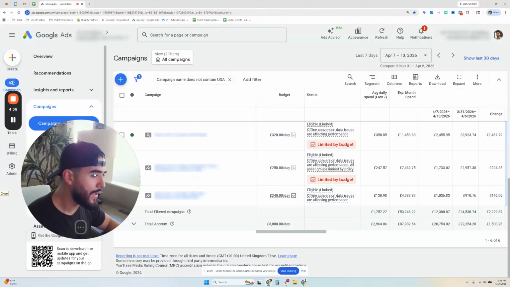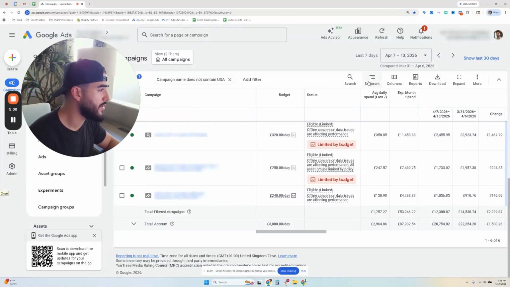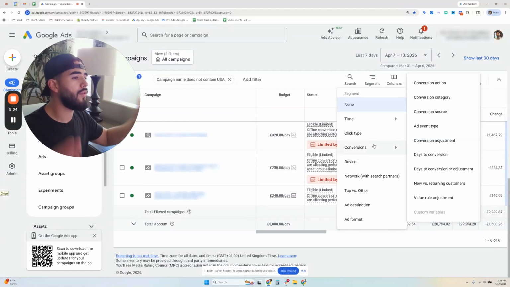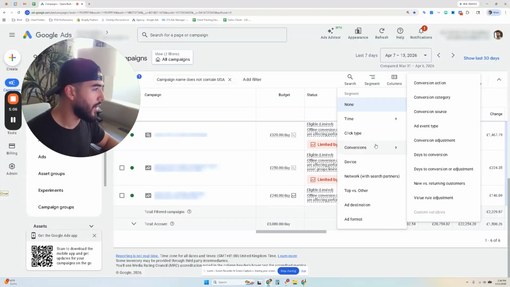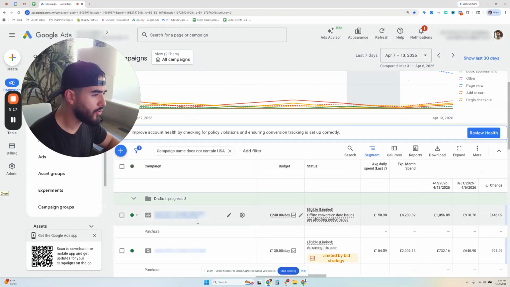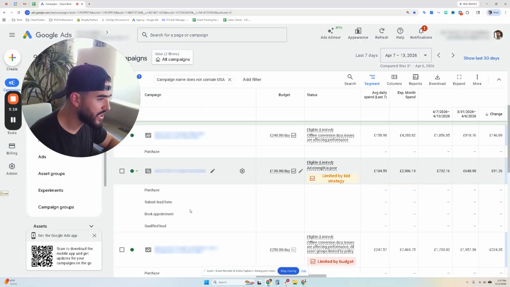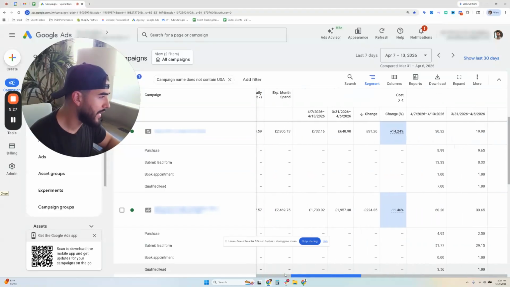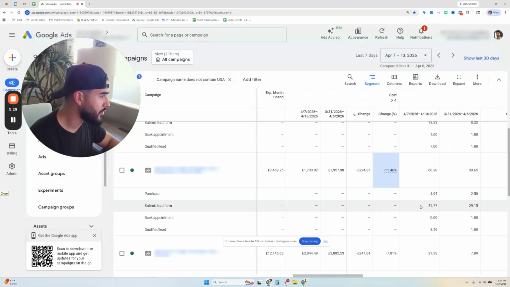Another thing I look at for my lead generation businesses is I go to segment right here, and I actually want to see what type of conversion actions am I scaling, right? And so I'm going to go to segment, I'm going to go to conversion category. And then once I have that conversion category segmented, I'll be able to see each campaign, what it's actually getting from a purchase standpoint, lead form submission standpoint. So let me just show you what this looks like. You'll be able to see the actual volume of conversions per category.